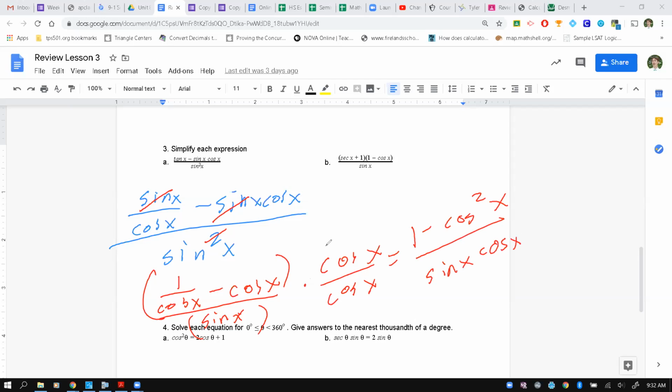Right. Cosine of x times 1 over cosine is just 1, because cosine divided by cosine is just 1. Cosine times cosine is just cosine squared. And then the denominator is just sine times cosine. And actually, I think then what you want to look at is this right here. What does that look like?